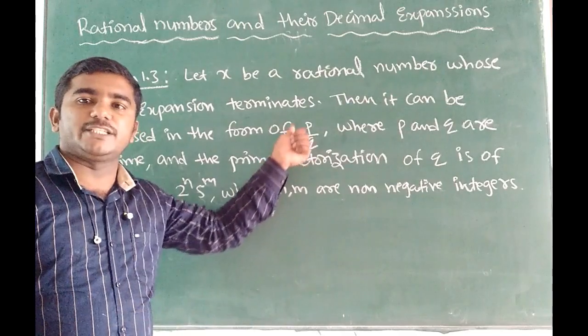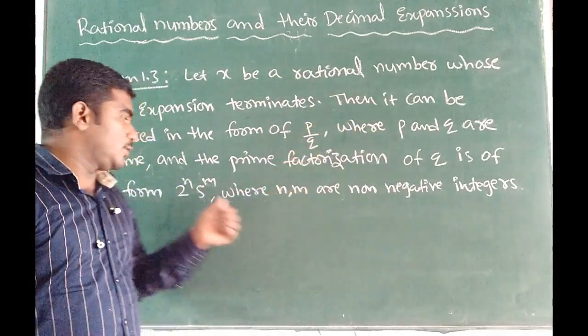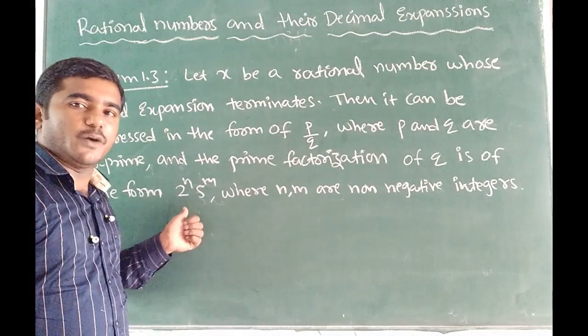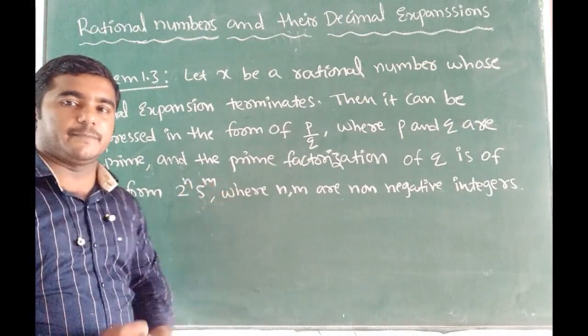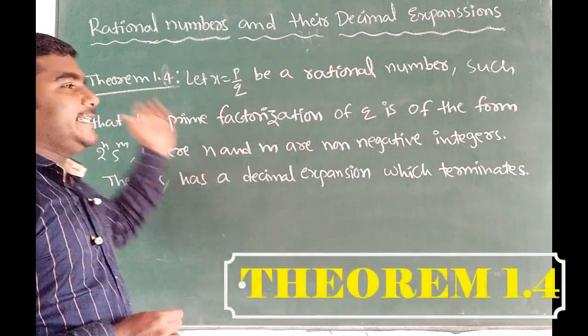Understand what theorem 1.3 is? A number which is in the form of p by q terminates if the denominator is in the form of 2 power n into 5 power m. This is theorem 1.3. Yes, and this is theorem 1.4.